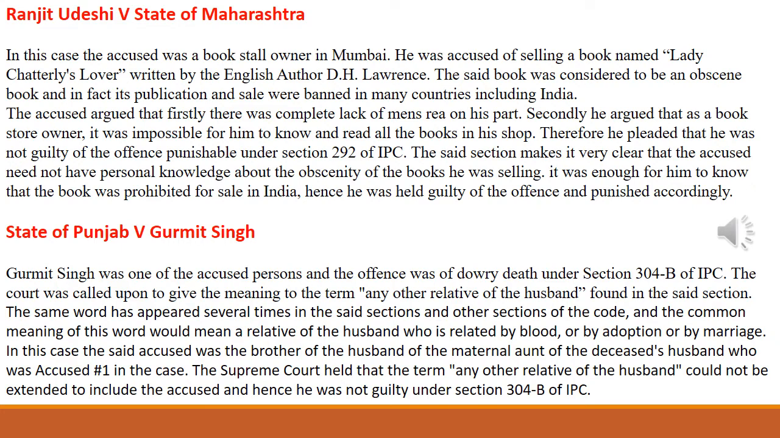any other relative of the husband, because here the accused is the brother of the husband of the maternal aunt of the deceased's husband. So he has a long-tailed relationship. He can be an accomplice in this case, but he cannot be penalized under section 304B of IPC, which is an offense for dowry death of a woman. So which section a person is to be penalized under is clearly taken into consideration.